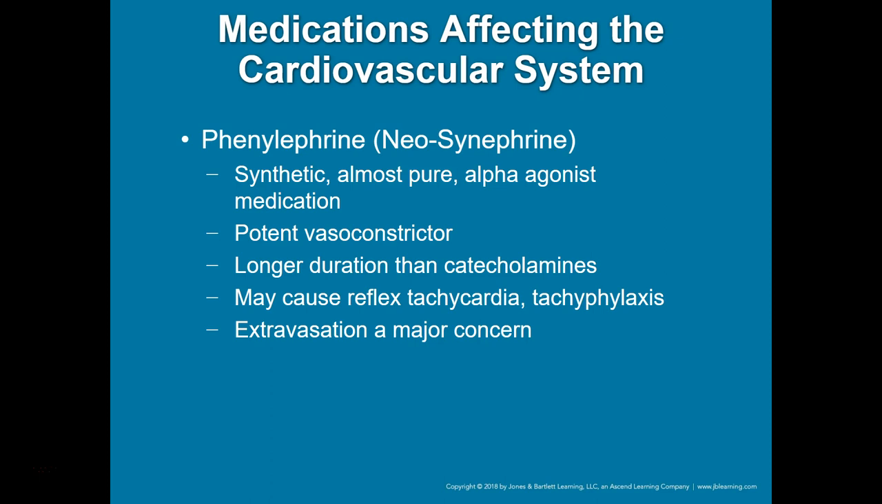Phenylephrine or neosynephrine. I always think of this as a nose spray to dry up that and stop nosebleeds. But it's a pretty good alpha agonist. It's going to cause a lot of vasoconstriction. Doesn't really have any beta effects, but it's going to just tightly squeeze that vasculature. Vasoconstriction, that's what it's for. Of course, extravasation is a major concern, like we mentioned before.